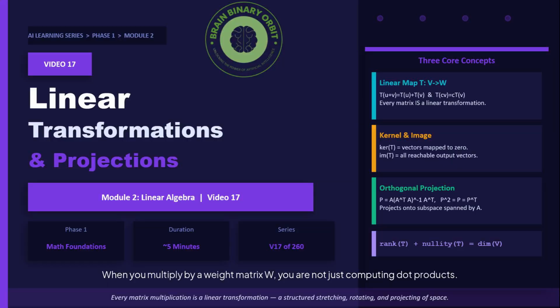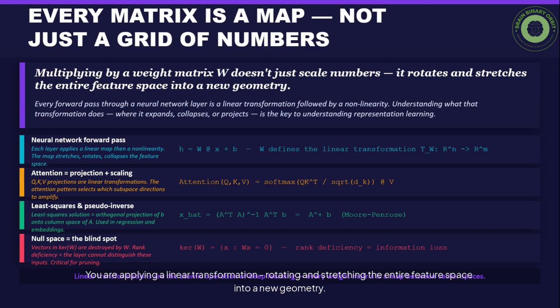When you multiply by a weight matrix W, you are not just computing dot products. You are applying a linear transformation, rotating and stretching the entire feature space into a new geometry. Every forward pass through a neural network layer is a linear transformation followed by a non-linearity. Today we make this precise.